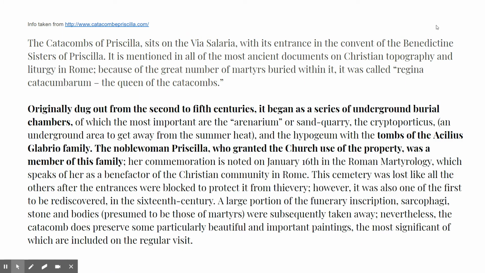So why is it called the Catacombs of Priscilla? It's because she was a noblewoman and she donated the space. That's pretty much it.